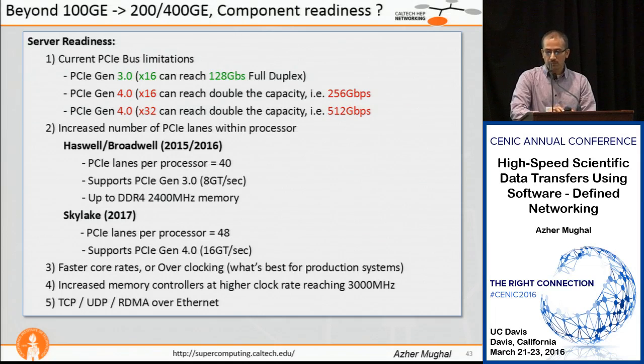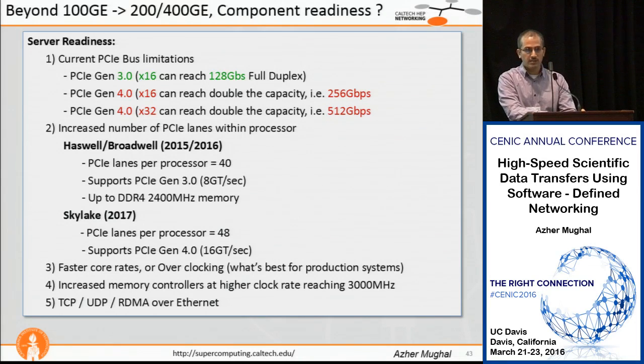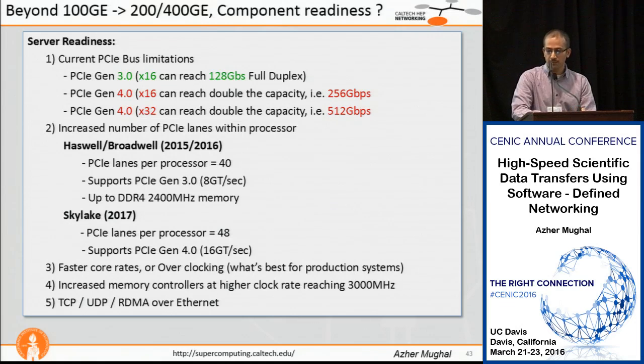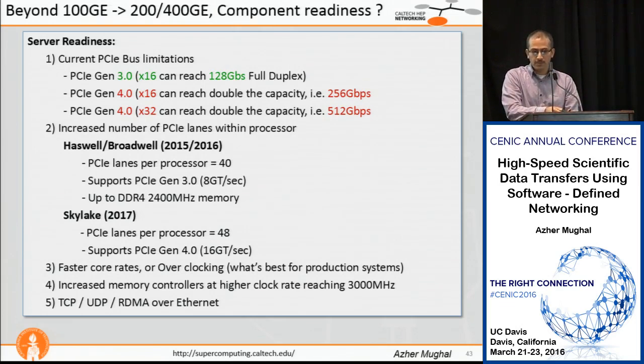With PCI Gen 4.0, the X16 can go to 256 gigabit per second, and X32 can go to 512. So you really need a processor like Skylake, which will be available in 2017, to have more PCI lanes, and also an X32 Gen 4 bus. If there's a NIC available for 400 gig, then such buses or slots are needed. And of course, this is not limited to the bus, because the data has to go back and forth between the memory and the processor, and then you need a faster clock rate on the memory bus as well.